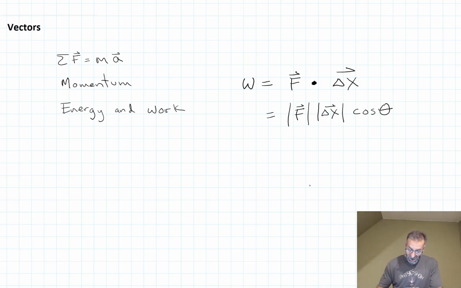So if the displacement is in this direction and the force is in this direction, the angle we get when we put their tails together is 180 degrees. And that's why we would get negative work done in this situation.